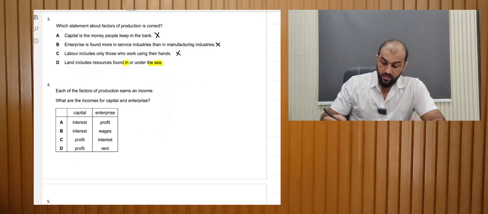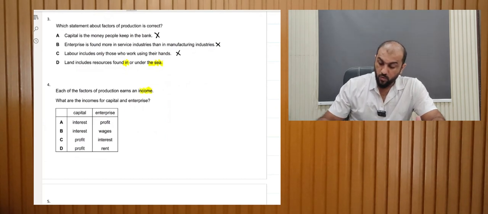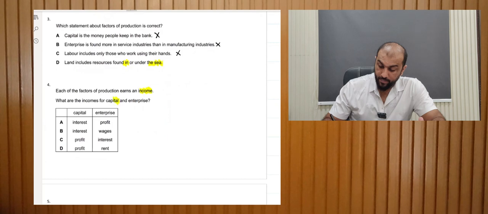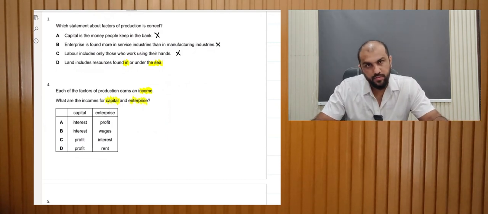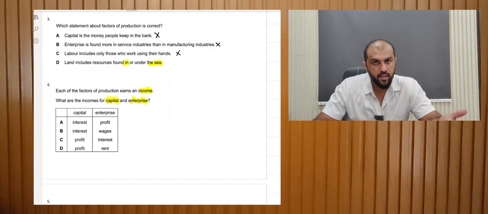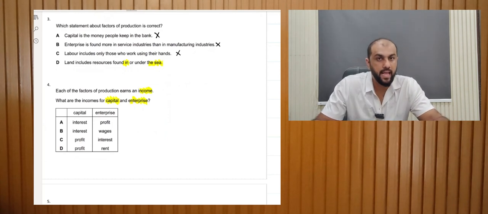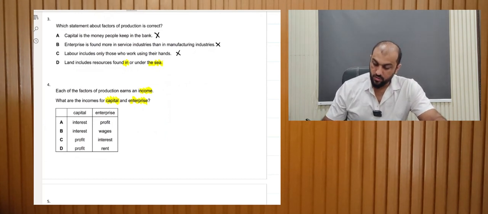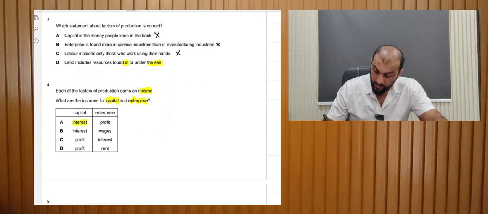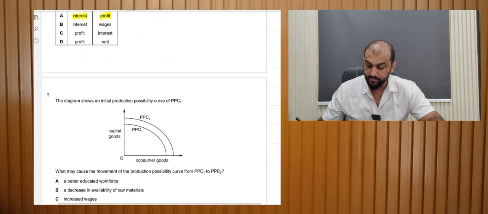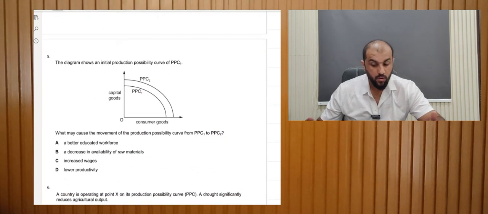Each factor of production earns an income. What are the incomes for capital and enterprise? So for capital, the income is interest, and for enterprise, the income is profit. For labor, it's wages, and for land, it's rent. So let's look at the options: capital interest, enterprise profit. All right, now we're moving on to the production possibility curve aspect.